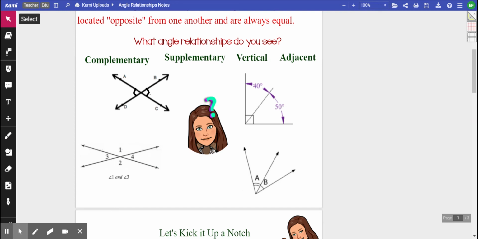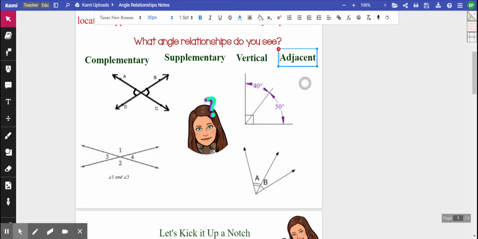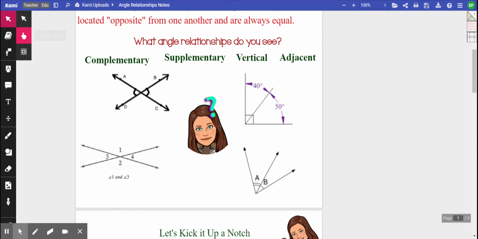So this might have been a little tricky here because of adjacent. Well, we have a couple of angle relationships here that are adjacent. So we see that adjacent could go with this one over here.